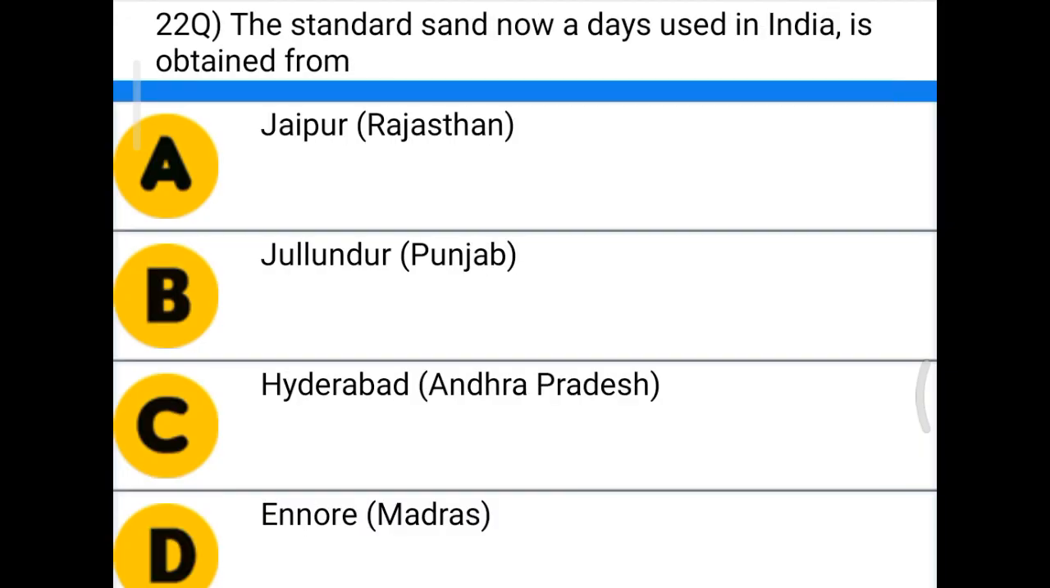Next question, the standard sand nowadays used in India is obtained from option A Jaipur, Rajasthan, option B Jullundur, Punjab, option C Hyderabad, Andhra Pradesh, option D Ennore, Madras. So the correct answer is option D Ennore, Madras.